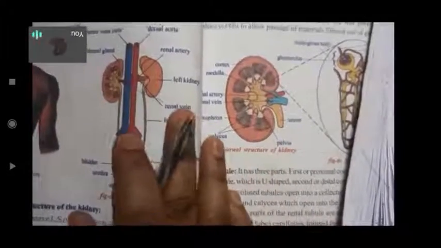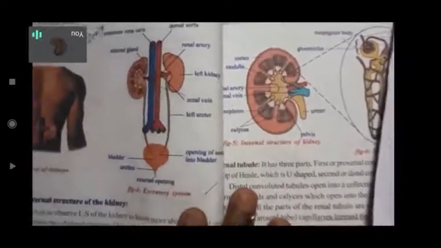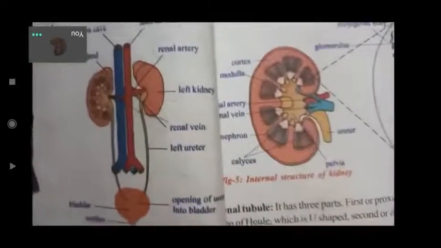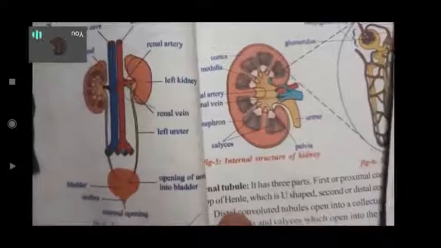So actually, what is the role of renal arteries? They carry oxygen-rich blood from the heart.